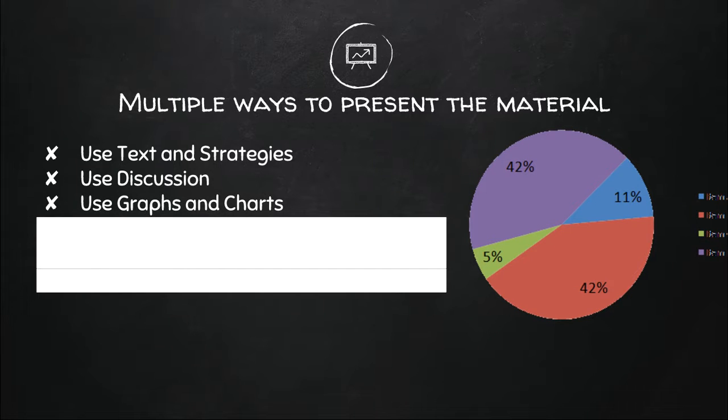Use graphs and charts. So this can be where I give them graphs and charts that they have to interpret. It can be giving information where we create our own graphs and charts, or labs where we create our own graphs and charts. It can also be using our text and the strategies that we use to read and make graphic organizers. Flow charts and Venn diagrams would work to present this material as well.